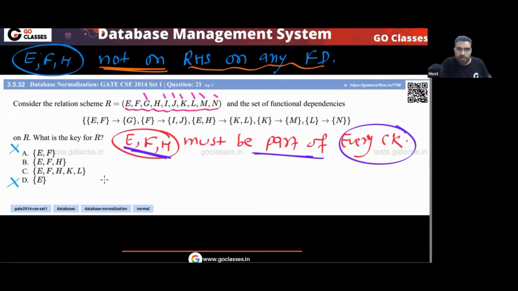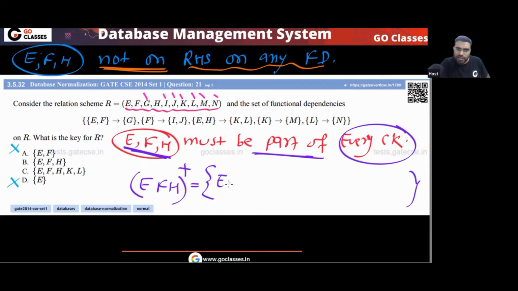Now two options are remaining. Yes or no? Option A and option D are gone because EFH must be part of every candidate key. Still two options are remaining. So let me check what they can bring. Are they enough? EFH, are they enough? Let me know. So what can they determine?